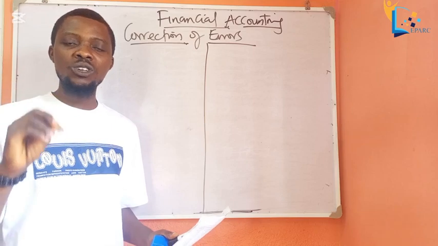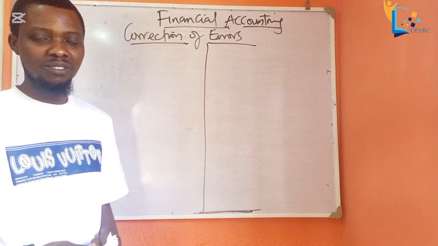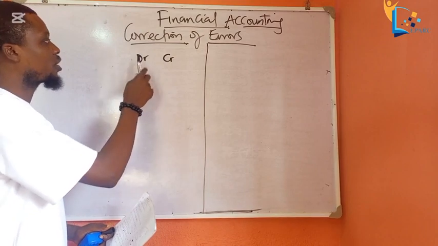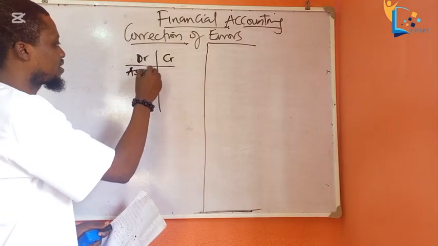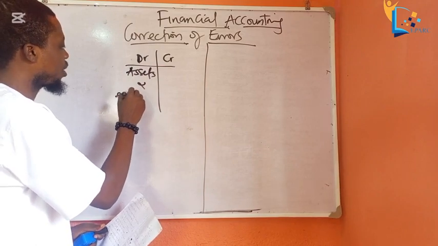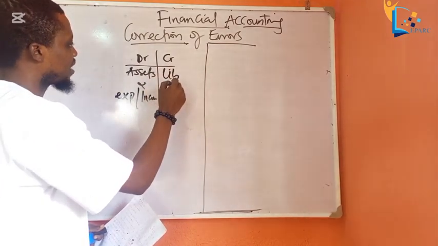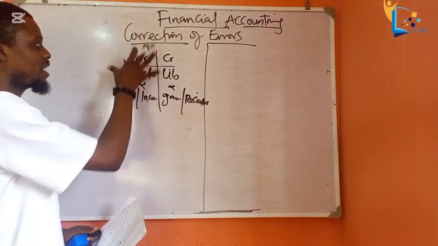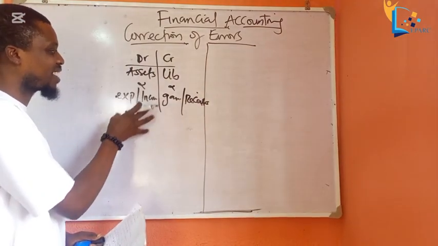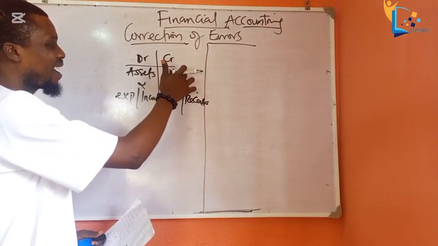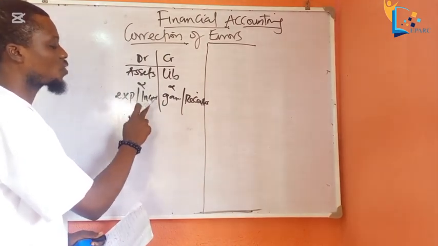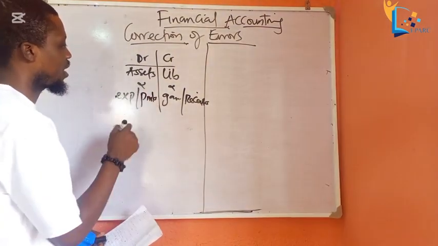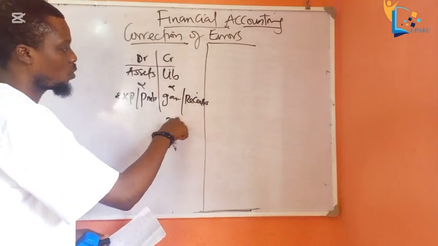Now, I need you to also note that when we talk about debit and credit balances, every debit entry, debit balances, in fact, you debit assets and expenses. Then credit is liabilities and income or gains or receipts. Debit balances are assets and expenses, while credit balances are liabilities and income or gains or receipts.